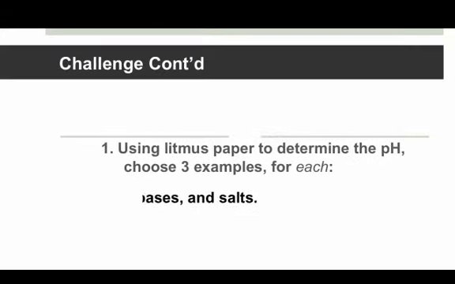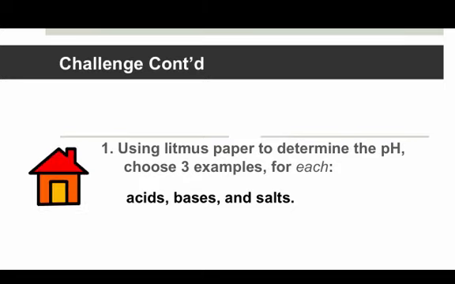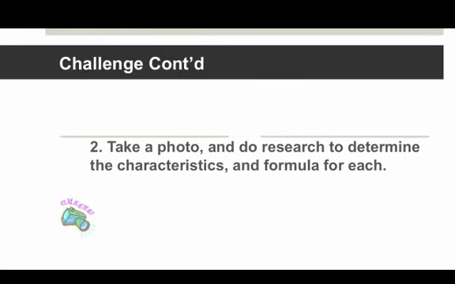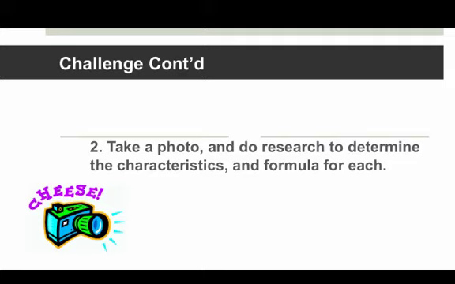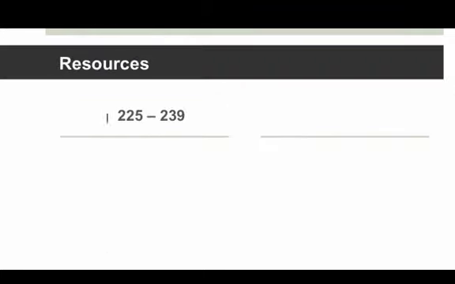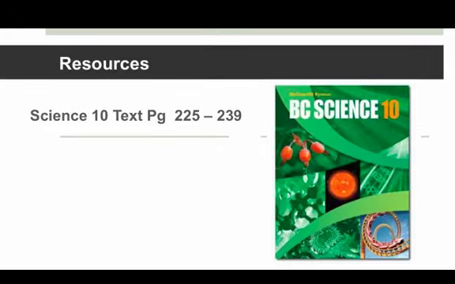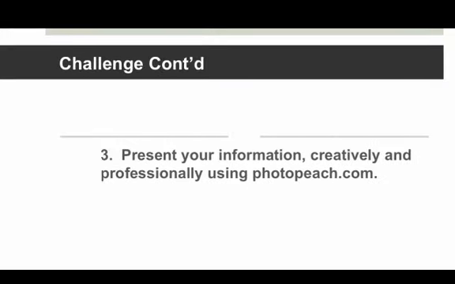Step 1. Using litmus paper to determine the pH, choose 3 examples for each: acids, bases, and salts. Step 2. Take a photo for each and do research to determine the characteristics and formula for each. You may use your science textbook as a resource, or you may find information by searching the internet. Step 3. Present your information creatively and professionally using photopeach.com.